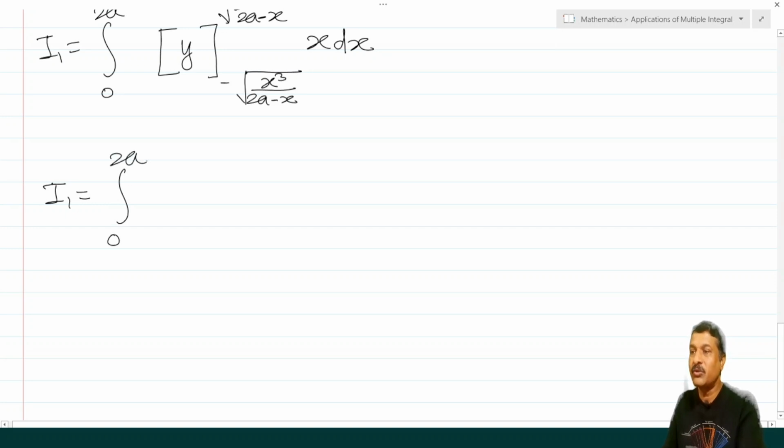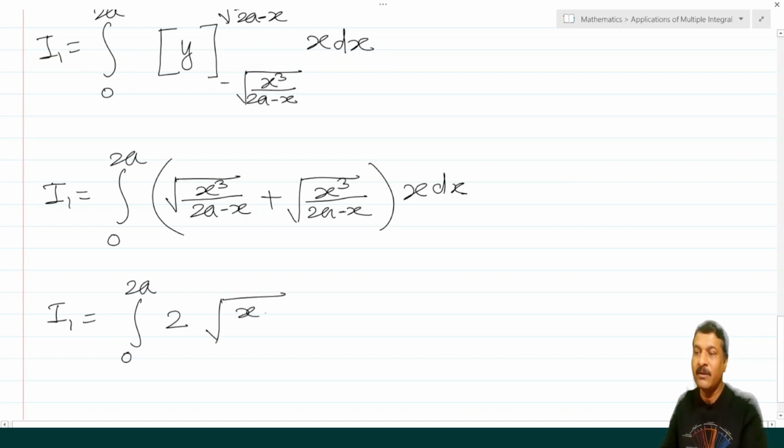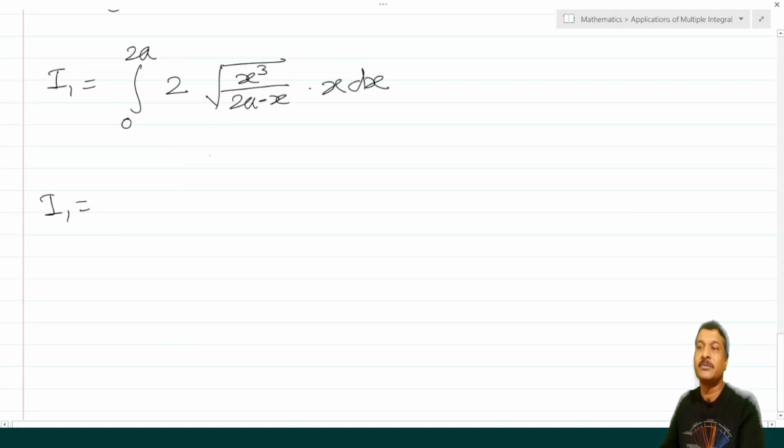So integration from 0 to 2a, and I will get upper limit minus lower limit. So under root of x cube upon 2a minus x minus lower limit, that is minus plus under root of x cube upon 2a minus x into x dx. So what am I getting? I1 equals integration 0 to 2a, 2 times under root of x cube upon 2a minus x into x dx. So I1 equals, 2 outside, integration 0 to 2a.